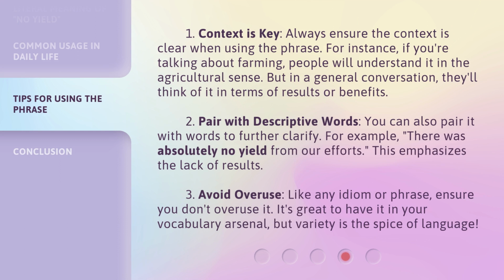1. Context is key. Always ensure the context is clear when using the phrase. For instance, if you're talking about farming, people will understand it in the agricultural sense. But in a general conversation, they'll think of it in terms of results or benefits.